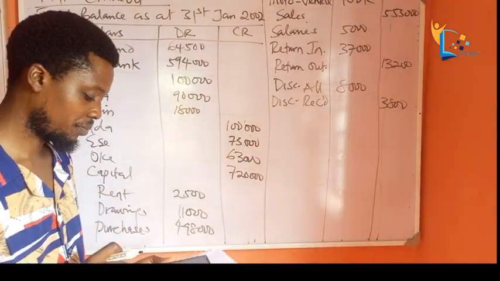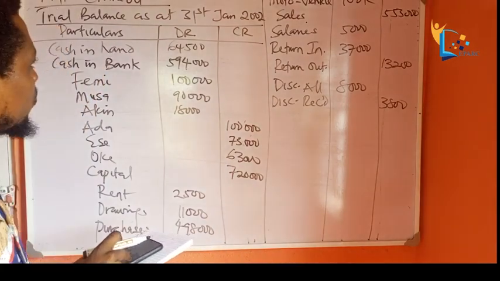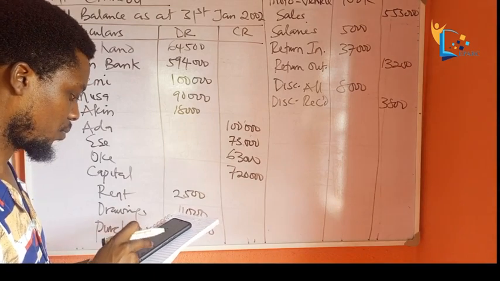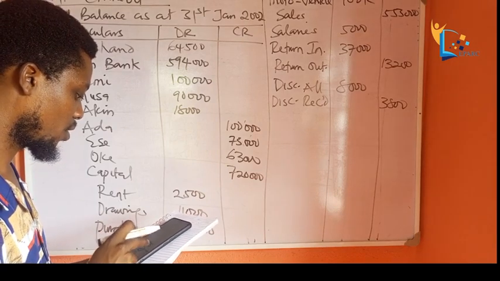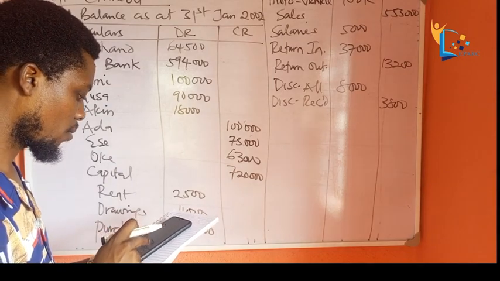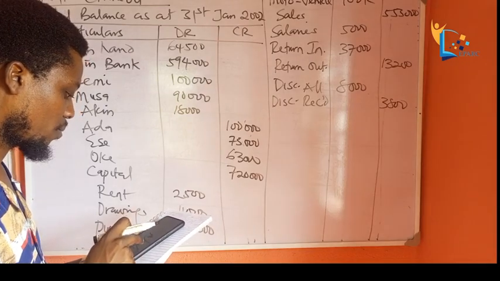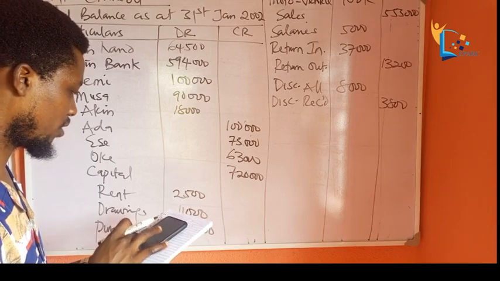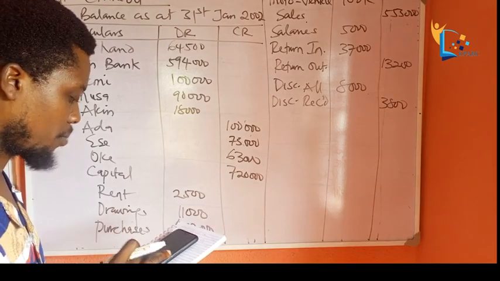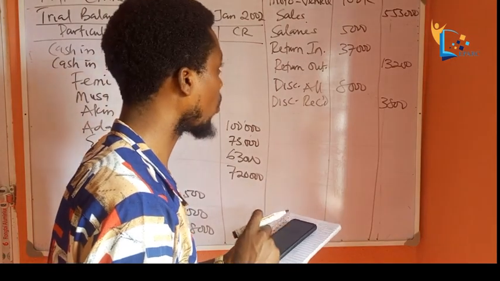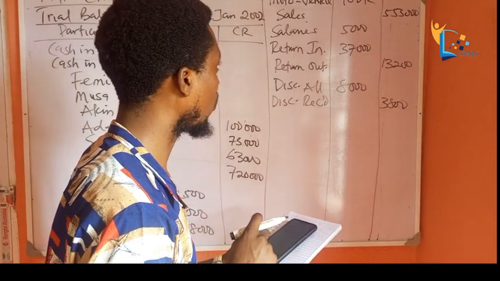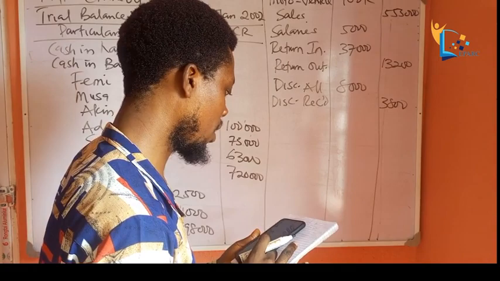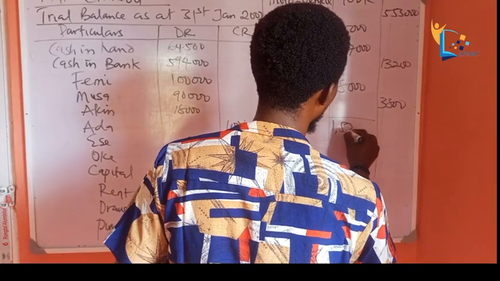So let's calculate now to see. We have 64,500 plus 594,000 plus 100,000 plus 90,000 plus 18,000 plus 25 plus 11,000 plus 498,000, plus 100,000 plus 5,000 plus 37,000 plus 8,000, which is 1,528,000.